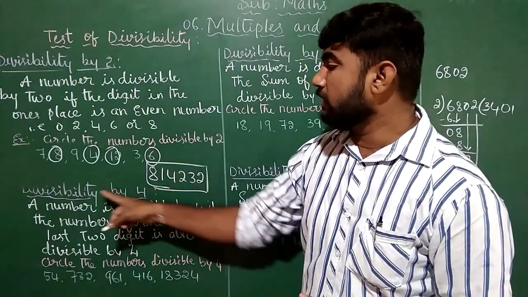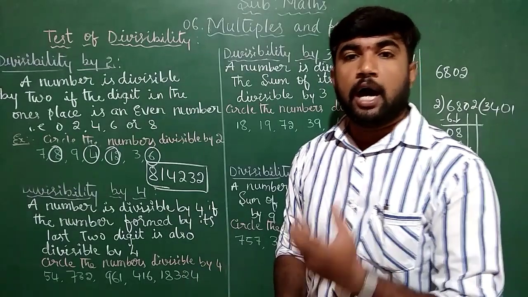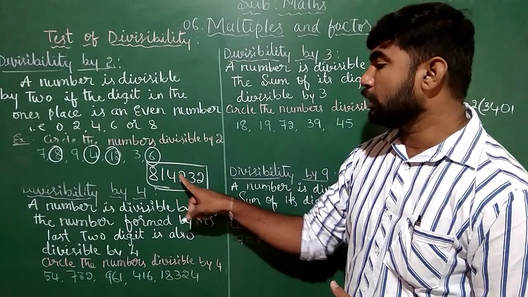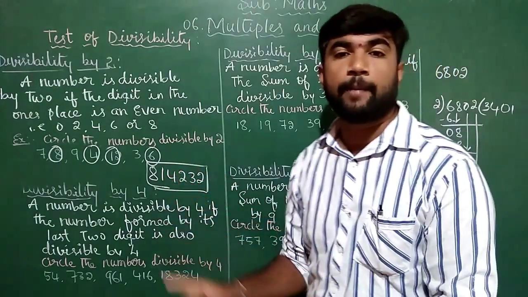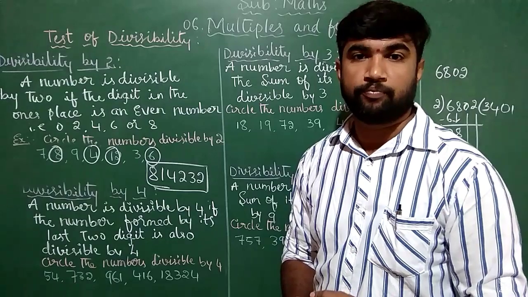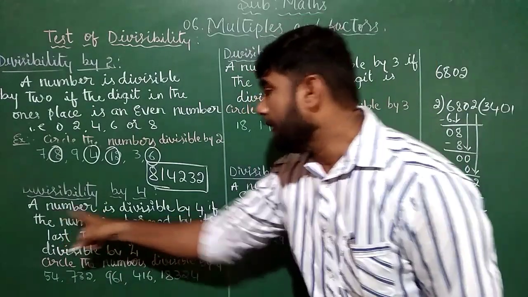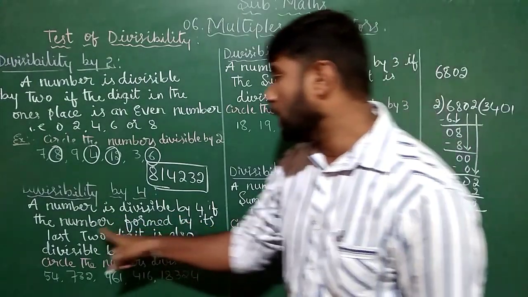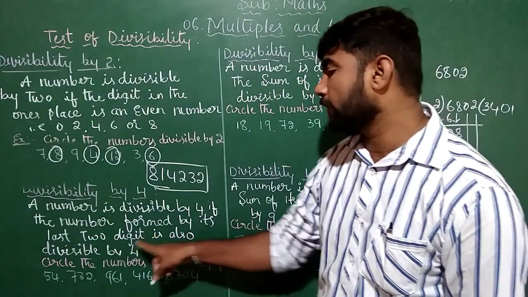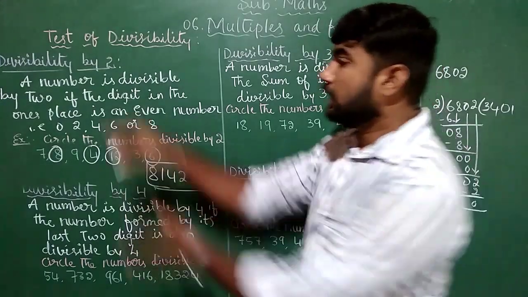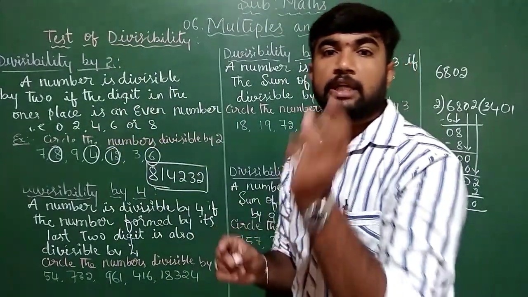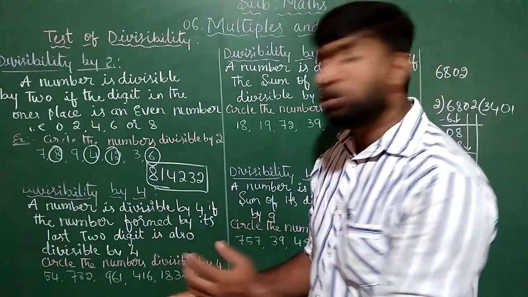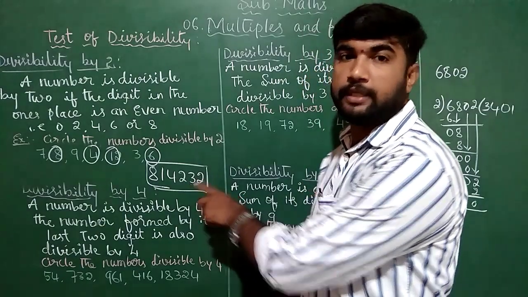So next is divisibility by 4. How? Suppose the same example, 8,14,232, is exactly divisible by 4 or not. How can we check? Yes, look at the definition. A number is divisible by 4 if the number formed by its last 2 digits is also divisible by 4. Means in the divisibility by 2 we checked only the ones place, but in the divisibility by 4 we want to check the ones place as well as the tens place.